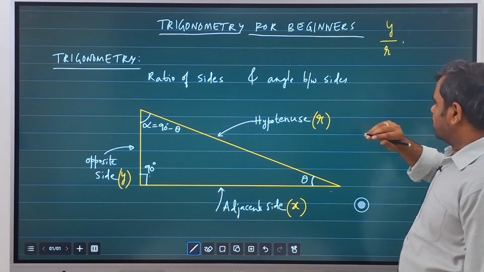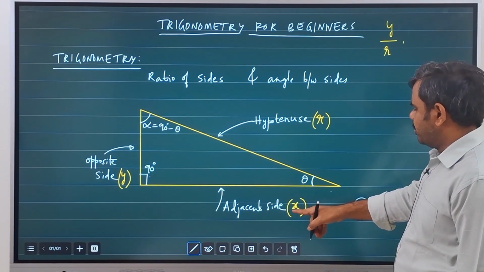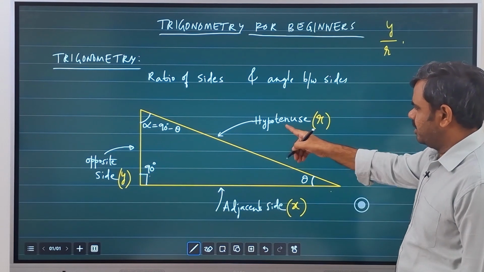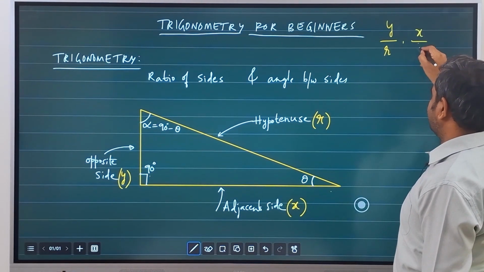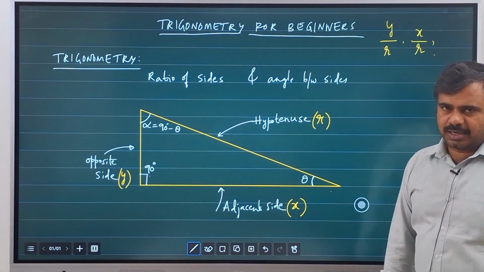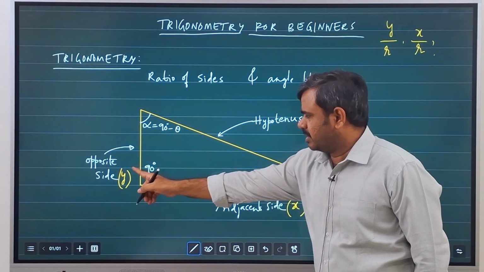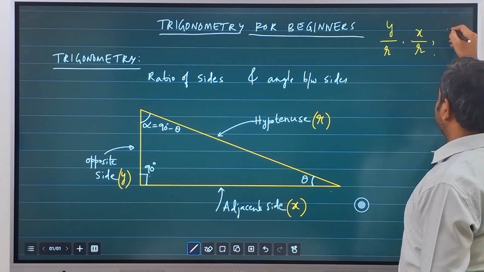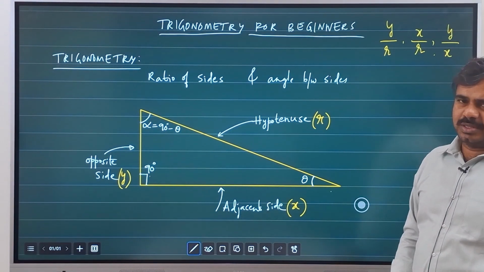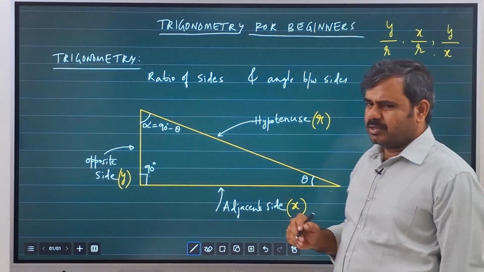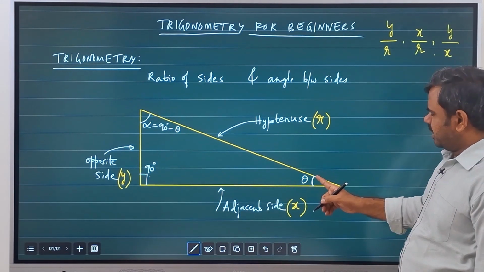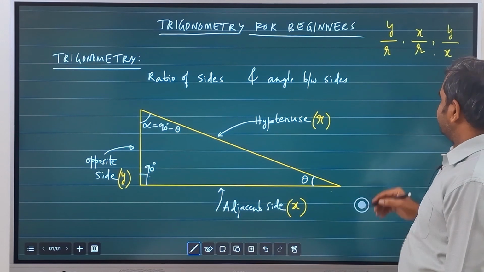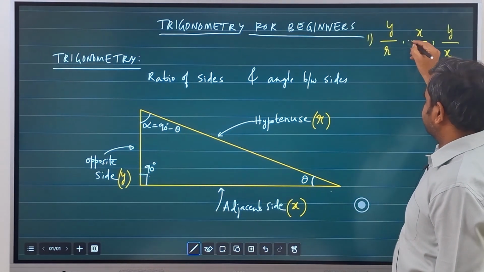We'll talk about reciprocals later. Next, the ratio of adjacent side to hypotenuse, that is x by r, x divided by r. And the third ratio is the ratio of opposite side to adjacent side, which is y by x. These are the ratios of the sides that we are going to discuss. When angle between these two sides changes, when theta changes, these ratios also change.